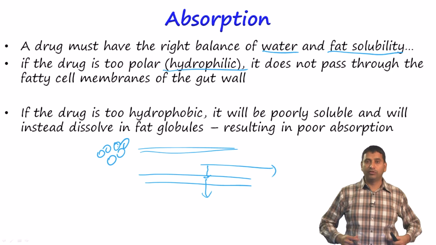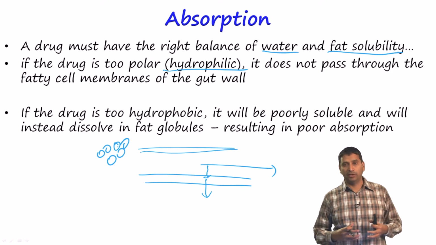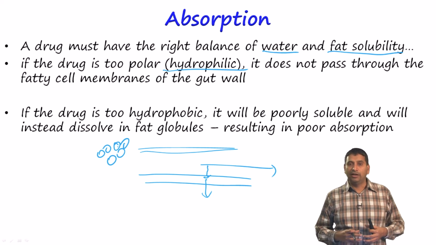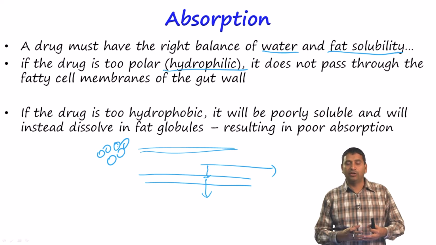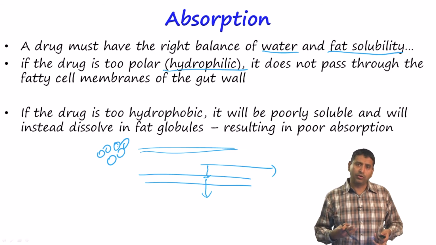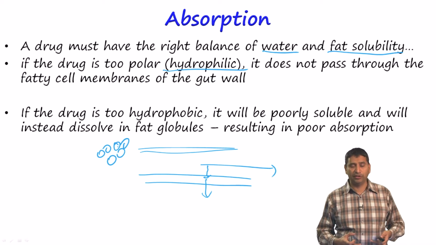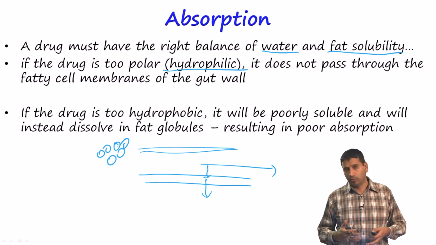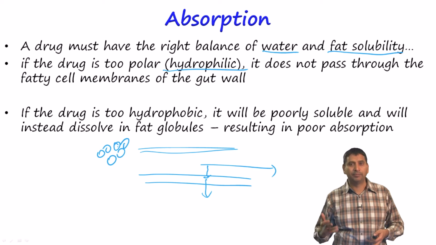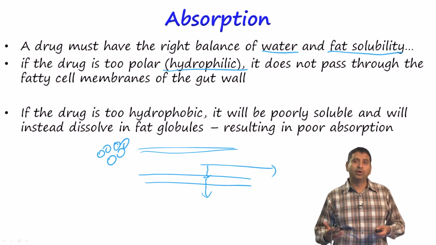Okay. So, fat globules are present in various parts of the body, and the drug will then partition into these fat globules. Again, this is not very useful, because the fat globules are not the area of the disease. You may want the drug to act in the kidney. So, this will lead to poor absorption.